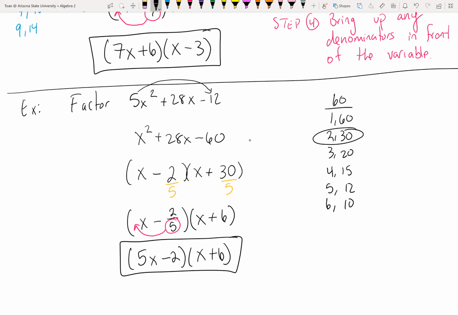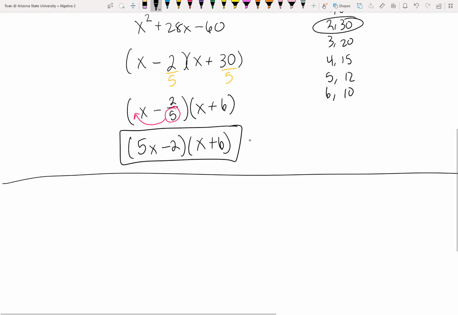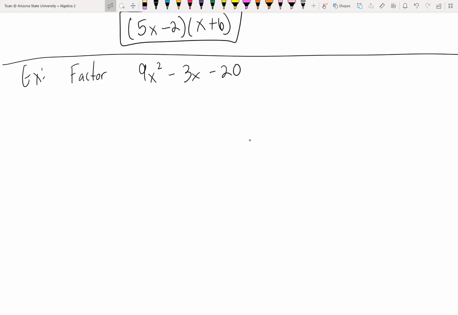Let's give this one a shot here. Suppose I asked you to factor 9x squared minus 3x minus 20. So the first thing I would do is take the first number and multiply the last number. So that's x squared minus 3x minus 180.